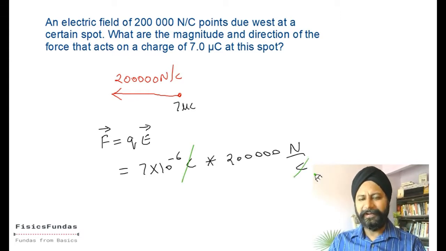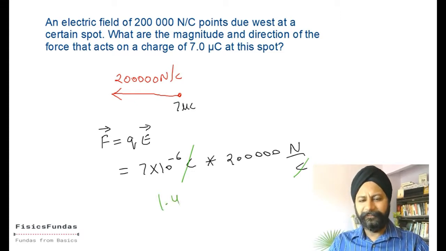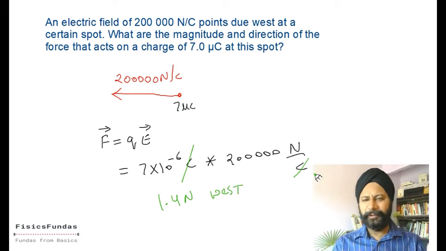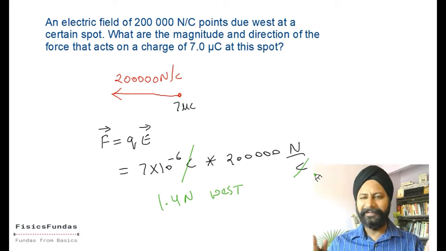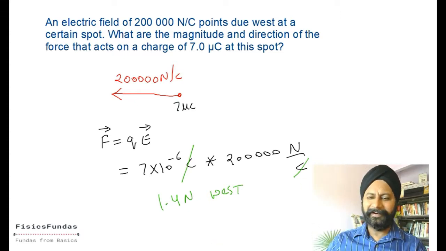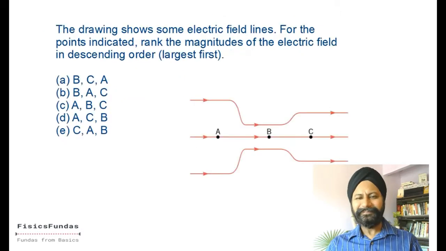तो 7 times 2 is 14 और एक माइनस वो कर दिया तो 1.4 newtons west, because it's in the same direction as positive charge. अगर negative charge होता तो east हो जाता, या तो east होगा या west होगा, है ना. It's not कोई oblique direction आ जाएगा. Either the charge will be positive or charge will be negative.